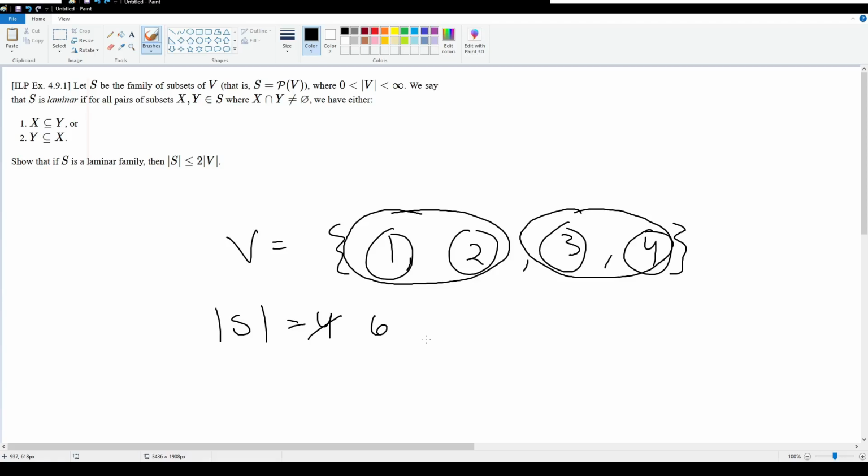And now what? Now we really only have one other subset that we can take while keeping V laminar, right? And that is the entirety of V. So we've just added 1, and that's 7. So is 7 less than or equal to 8? Yes, it is, right? So 7 is less than or equal to 8. It seems like it's really the largest possible, we're getting the maximum number of subsets out of this while keeping S laminar.